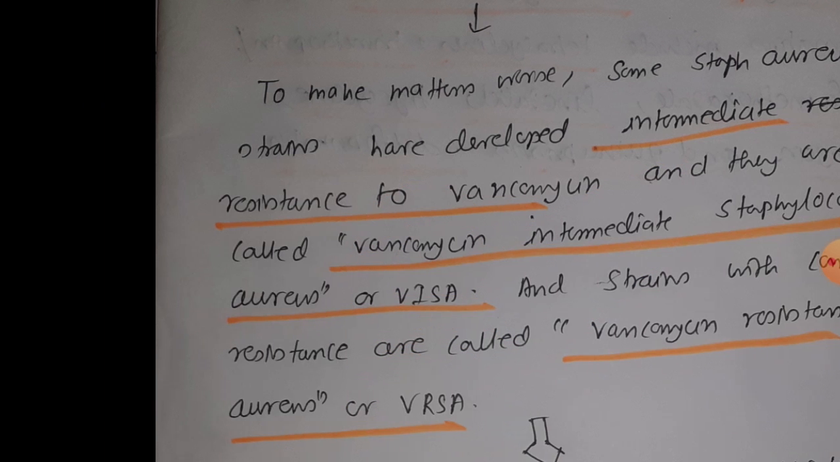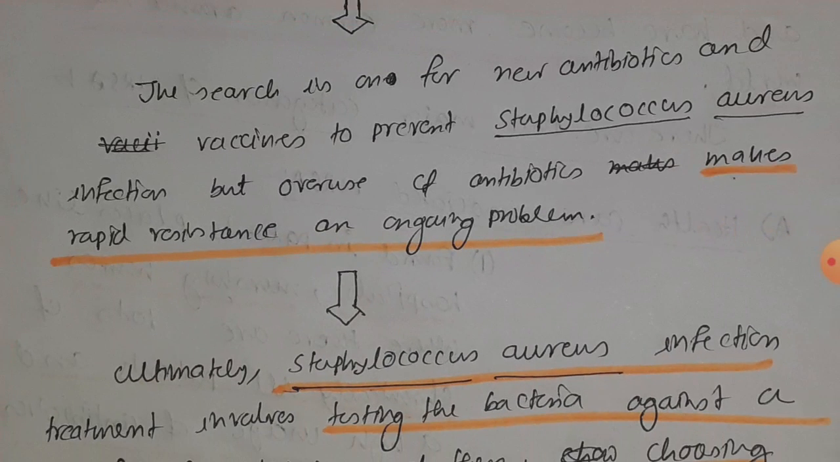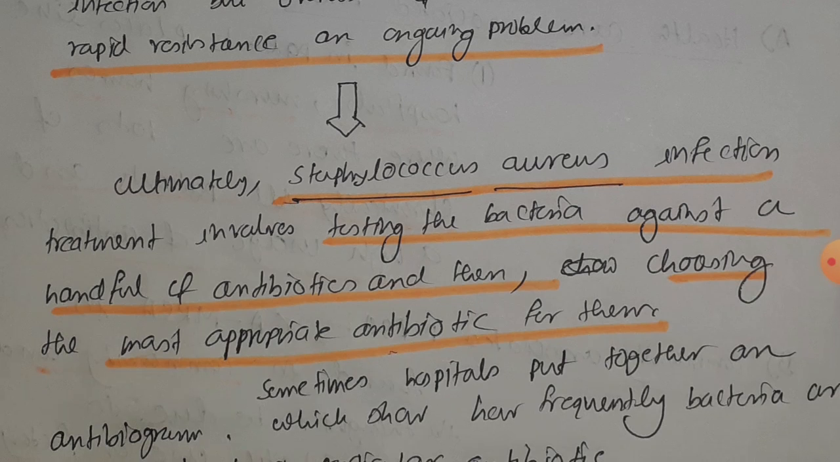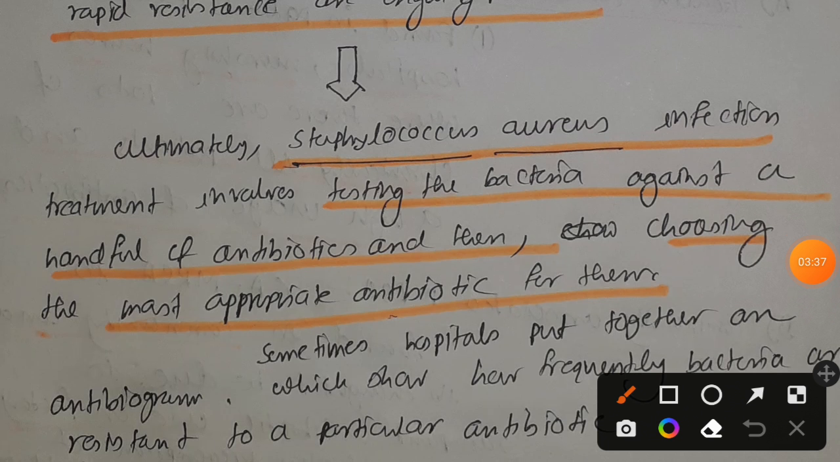Okay, now let's move to the next one. So we have to again search for new antibiotics and vaccines to treat Staphylococcus aureus, although the overuse of antibiotics makes rapid resistance an ongoing problem. That means whatever we are going to use, it will develop resistance against that particular type of antibiotic, right? So under such circumstances, nowadays Staphylococcus aureus infections are treated by testing the bacteria against a handful of antibiotics, and then we look for which antibiotic works appropriately for them.